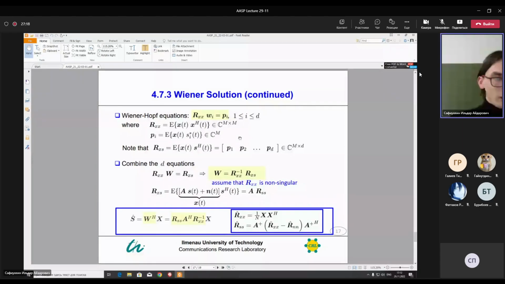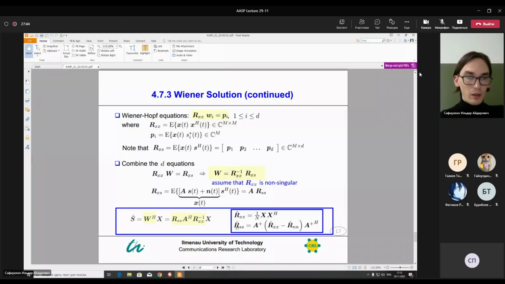And here we can, for example, start with this equation, I think, that the estimate of S is equal to W Hermitian times X, where W Hermitian is equal to the correlation matrix of the signal times A Hermitian times inverse of Rx. And of course, we can find Rx using this equation and RSS using this equation where we use the pseudo inverse of A.